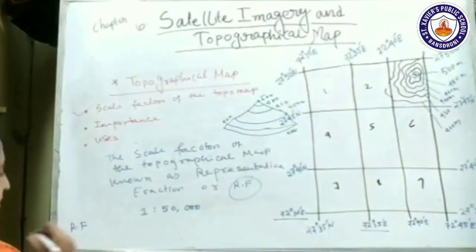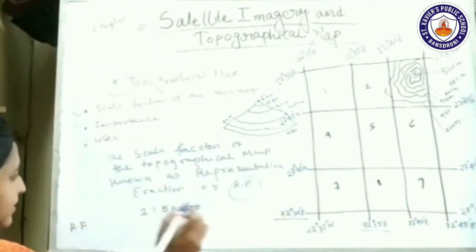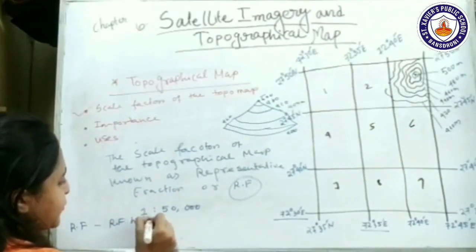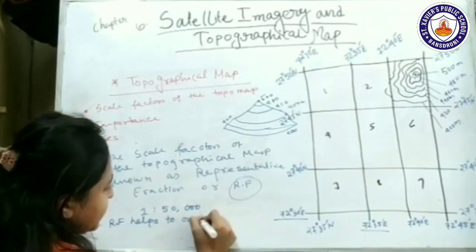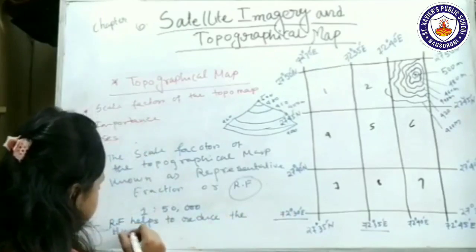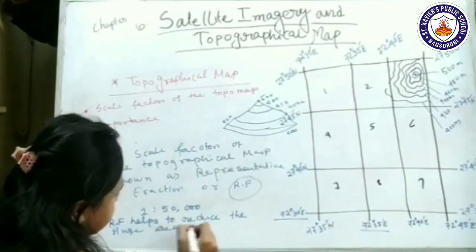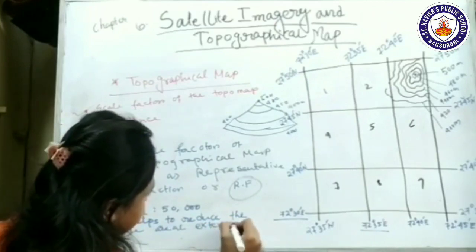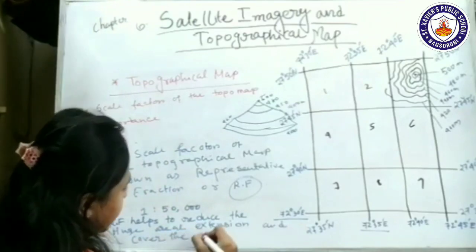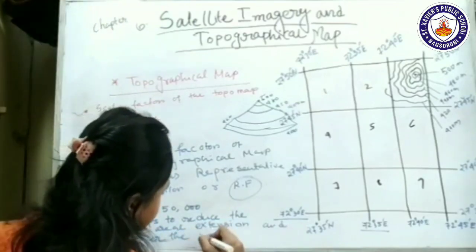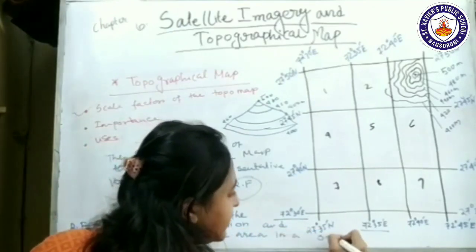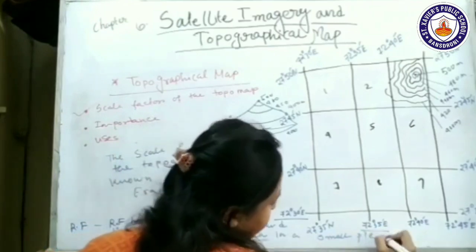Let me write the definition of the RF value. RF helps to reduce the huge areal extension and cover the whole area in a small piece of paper.